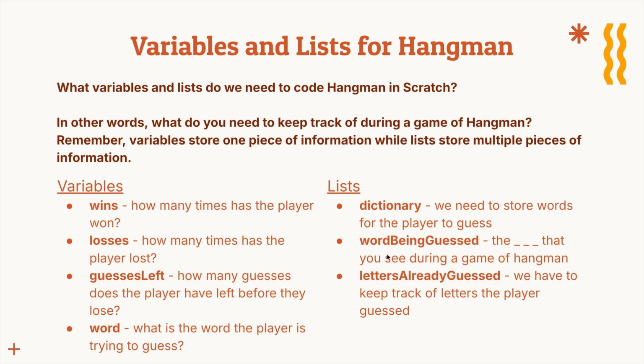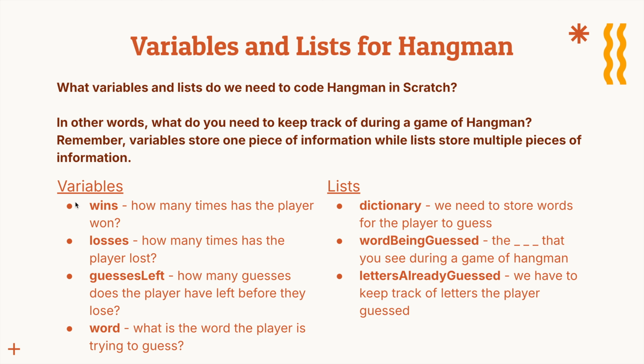Finally, we want to have a list for letters already guessed. We have to keep track of the letters the player already guessed because, as you guys saw in the program, I tried to guess a letter that I had already guessed a lot of the time. And we want to make sure that we're able to catch that and tell the player that they already guessed the letter. So we can use a list to do that, and every time the player guesses a letter, we can just add it to the list.